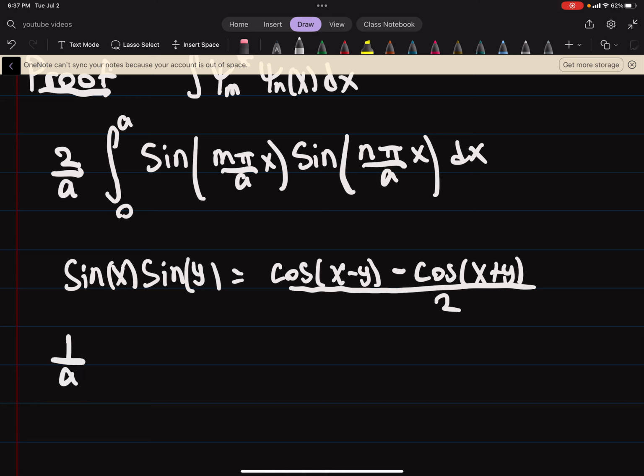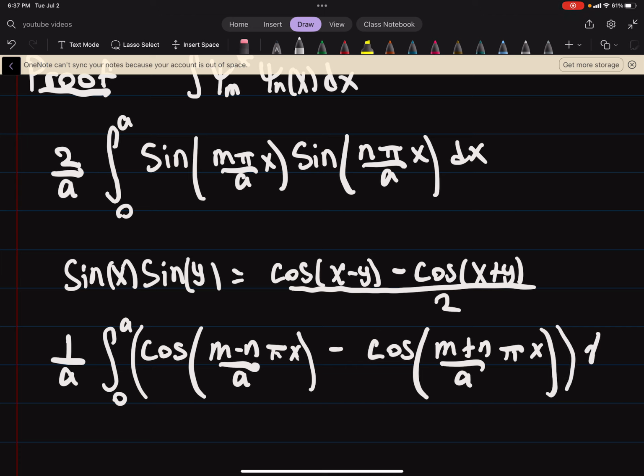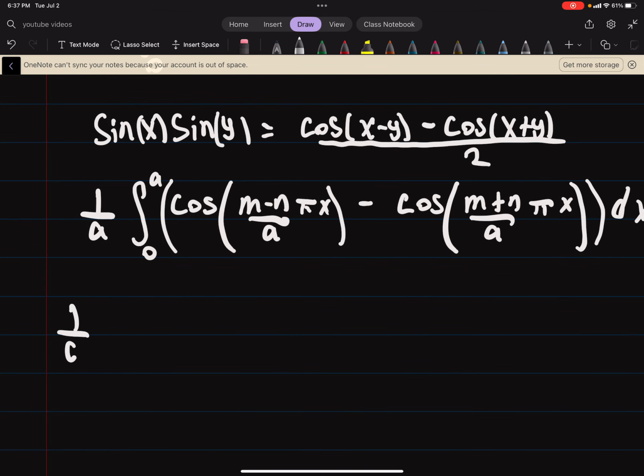We have 1 over a, the integral from 0 to a, cosine of (m minus n) over a pi times x, minus cosine of (m plus n) over a pi x. Okay, so we can just do these two integrals separately. And what do we get?